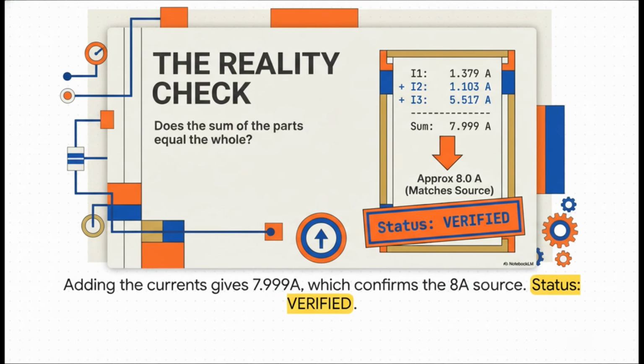But hold on, we're not quite done. Any good engineer will tell you to always double-check your work. Let's do a reality check. If we add up the currents we found for all 3 branches, 1.379 plus 1.103 plus 5.517, what do we get? 7.999 amps. That is pretty much exactly our original 8 amps. The tiny difference is just rounding. So yeah, our math is solid, verified.